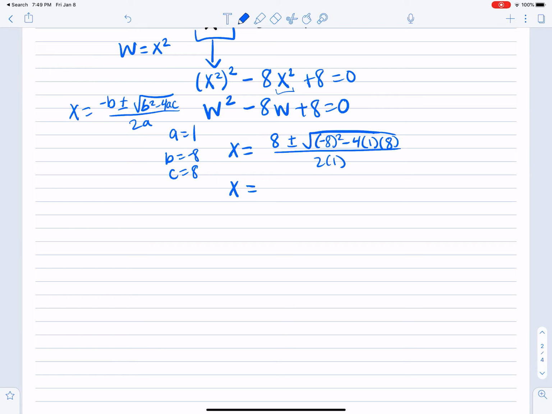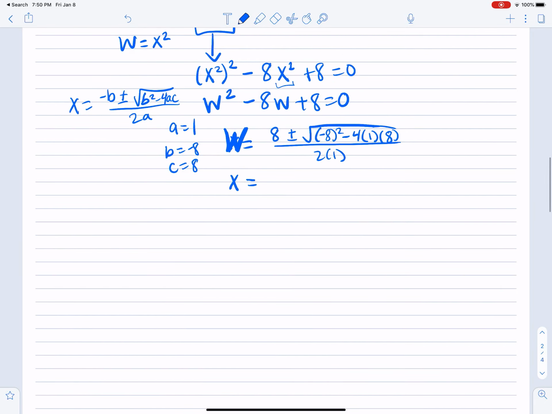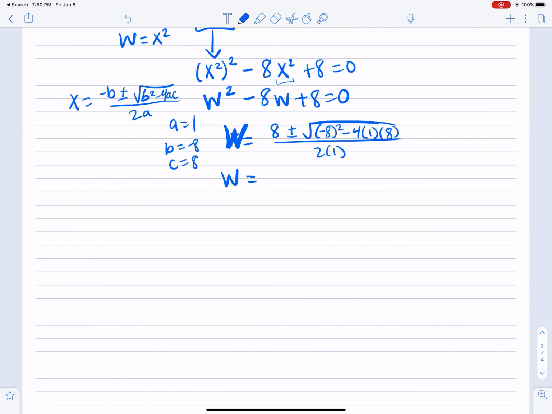Actually, I wrote this incorrectly. This should be a w because we're not finding x, we're finding w. Because these are w's in this equation we're using. So this actually becomes w equals, and you get 4 plus or minus 2 square root of 2.